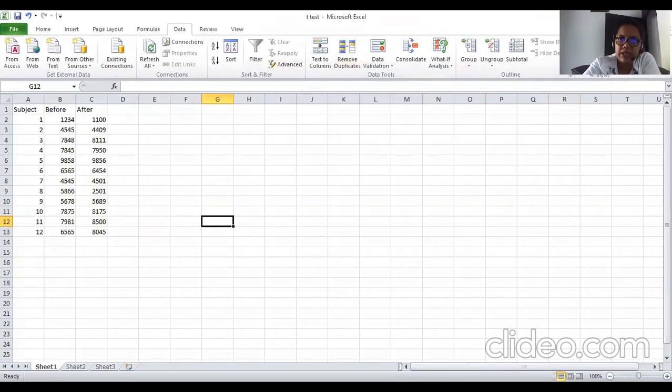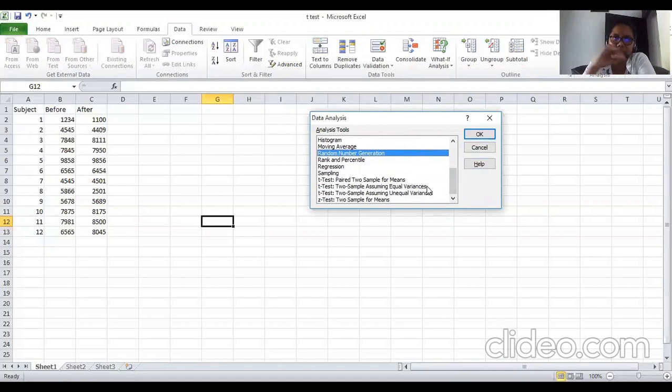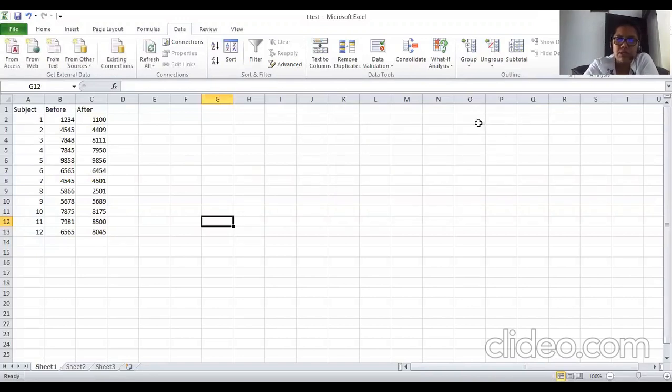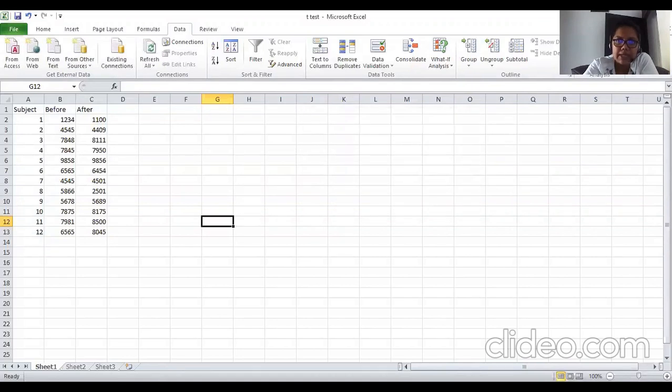When you go to the data analysis toolpak, there are three basic types of t-test available in Excel: t-test paired two sample for means, t-test two sample assuming equal variances, and t-test two sample assuming unequal variances. In this video, we are going to discuss basically the t-test two sample for means, and the occasions on which you can use this particular t-test. Now we will go back to the slides.